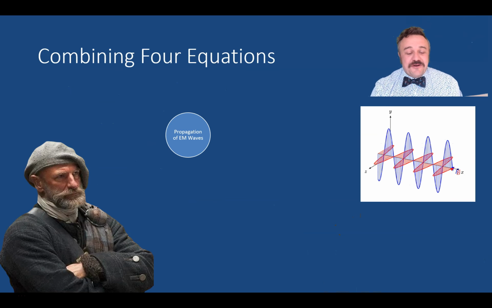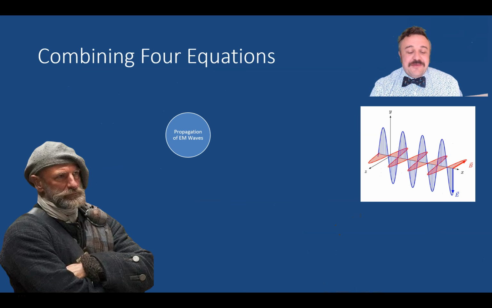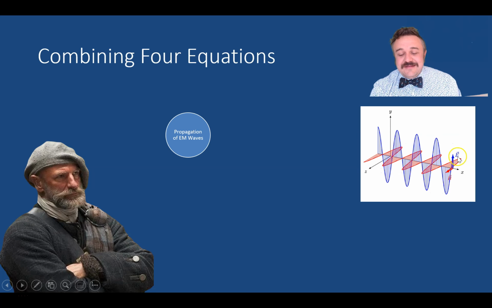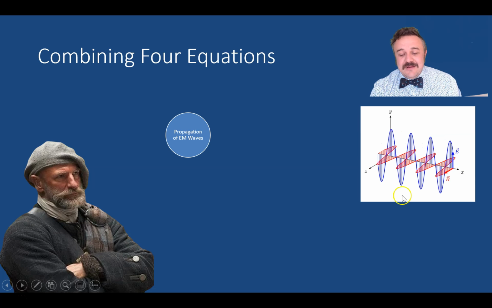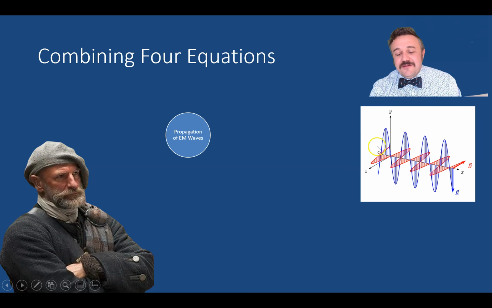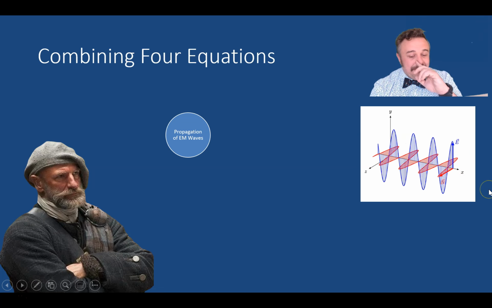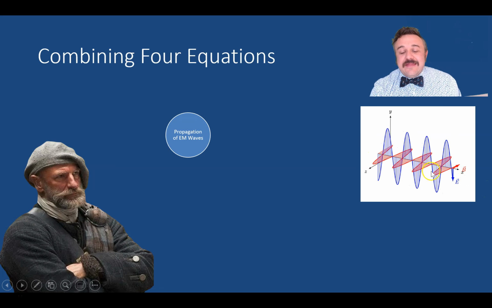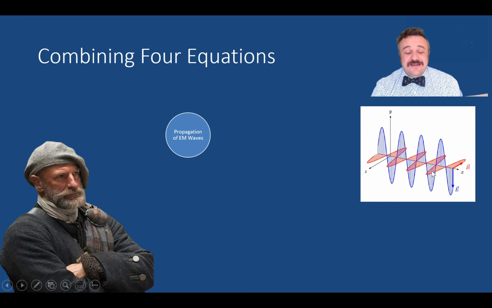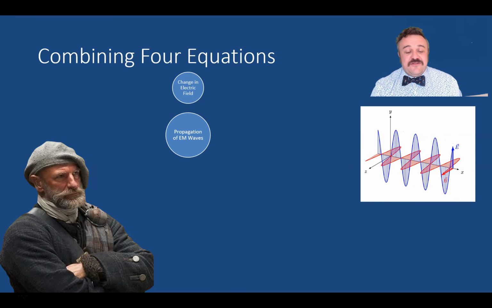So we combine the four equations, and we've got the propagation of electromagnetic waves. See what I mean? They move in the same direction. Electricity and magnetism are moving in this direction, or the energy is moving in this direction, the particle, but the wave, and they are in phase with each other. So that's cool too.